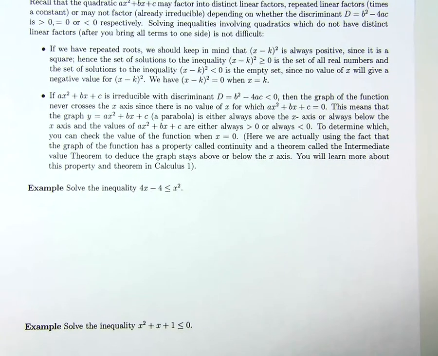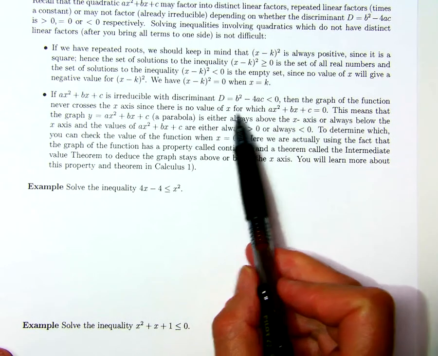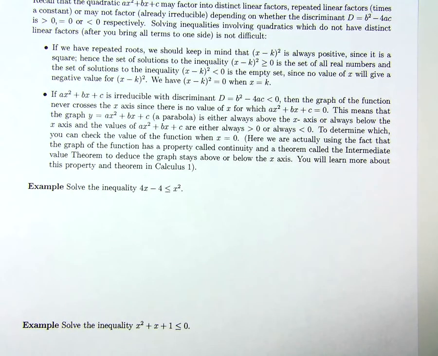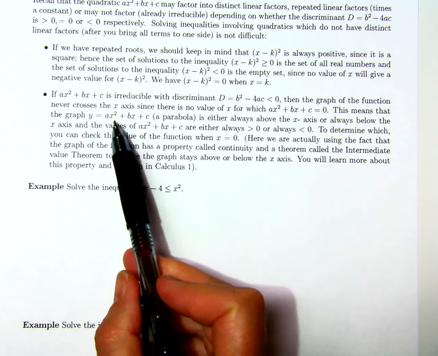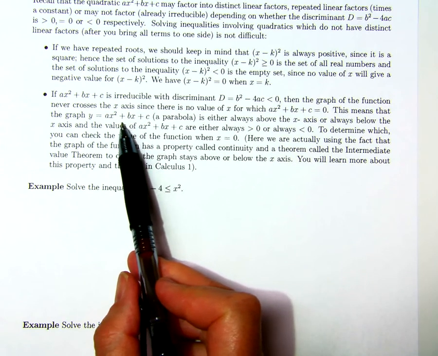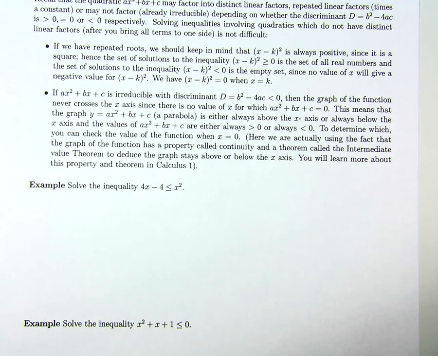The other exceptional case might be that we have no real roots, and in this case we have an irreducible quadratic, and we want to decide where it's less than or equal to 0 and where it's greater than or equal to 0, or just less than 0 or greater than 0.